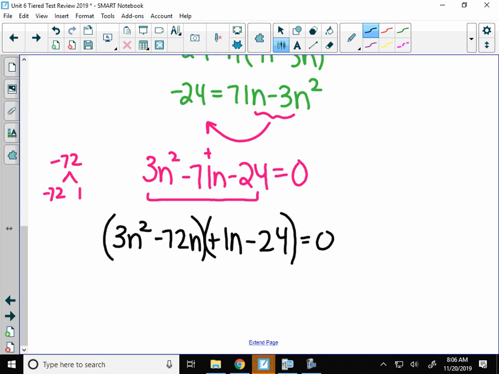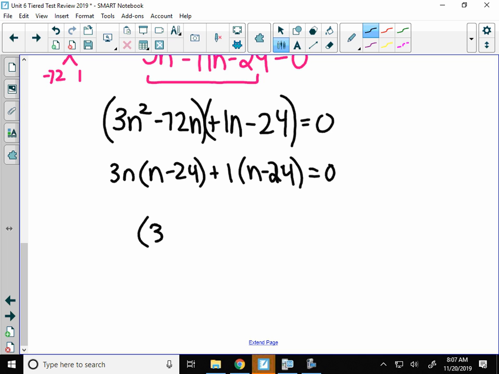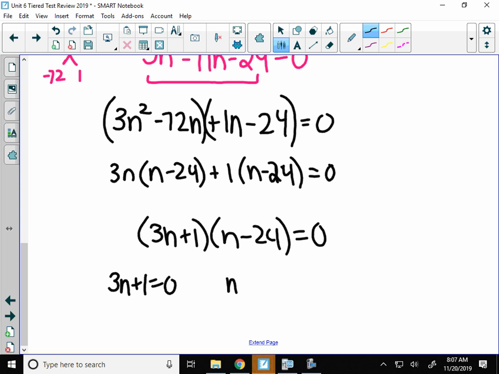The GCF for that first group is going to be 3n, and when I factor out 3n, I'm left with n minus 24. The GCF of the second group is positive 1, and I'm left with n minus 24. So your factored form here is 3n plus 1 times n minus 24. Remember that once you're in this factored form, you can use something called the zero product law that says that you can set each of these factors equal to 0 to solve for n.